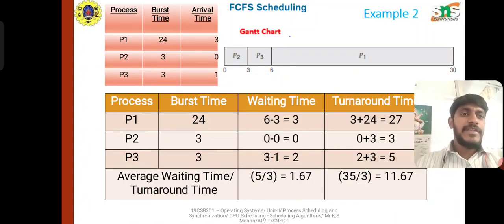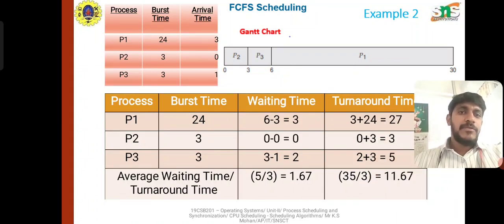So here the average waiting time of P1, P2, P3 is 3. For the average turnaround time, P1 will be 30, since its burst time is 24 and it waits 6. P1's turnaround time is the burst time plus the waiting time.